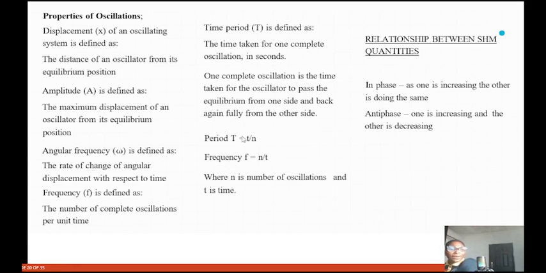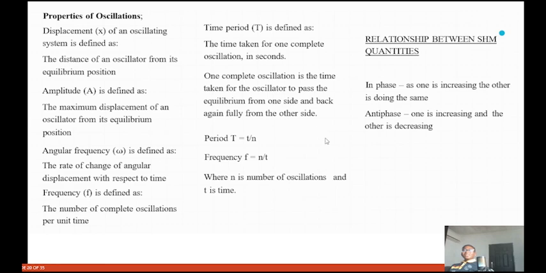And don't forget what our f is. T is equal to what? 1 over f, and f is equal to what? 1 over T. This is the inverse of it. So what is the relationship between all these quantities? In phase, as one is increasing, the other is increasing, and in antiphase, as one is increasing, the other is decreasing. That's just the relationship between the two of them.